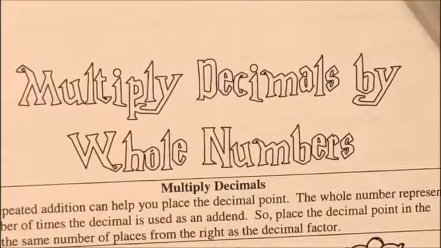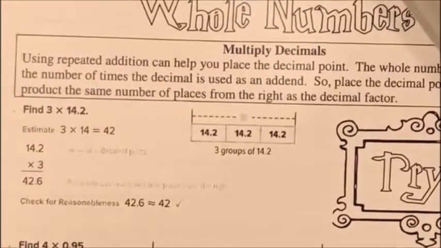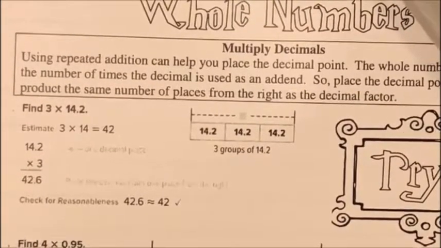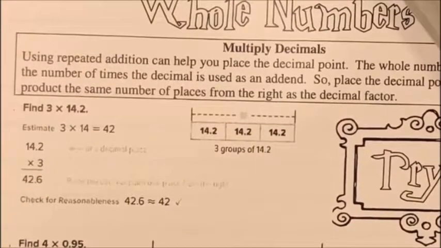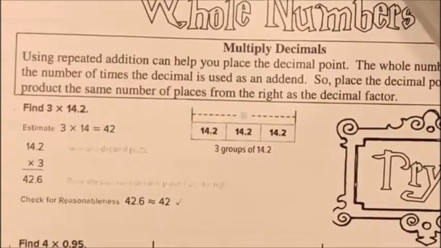All right, this is chapter 3, lesson 3, multiply decimals by whole numbers. When I multiply decimals, I can use repeated addition, which can help me place the decimal point. The whole number represents the number of times the decimal is used as an addend. Place the decimal point in the product the same number of places from the right as the decimal factor.